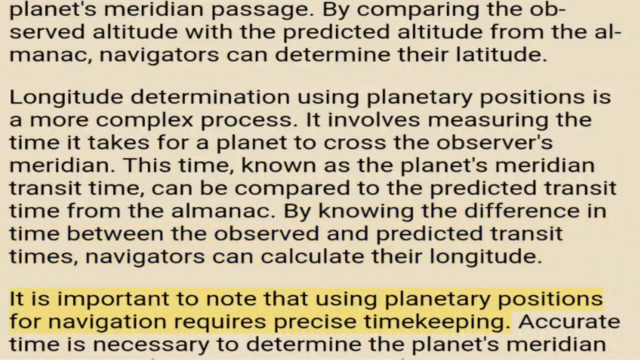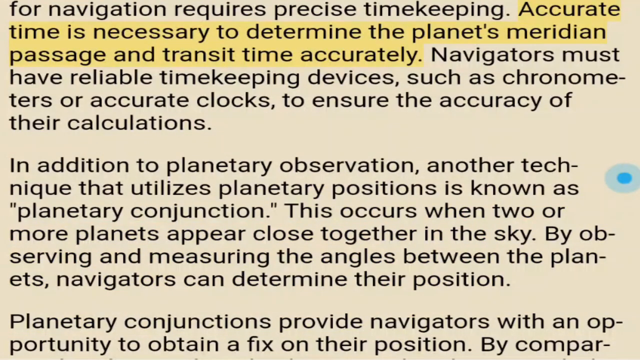It is important to note that using planetary positions for navigation requires precise timekeeping. Accurate time is necessary to determine the planet's meridian passage and transit time accurately. Navigators must have reliable timekeeping devices, such as chronometers or accurate clocks, to ensure the accuracy of their calculations.